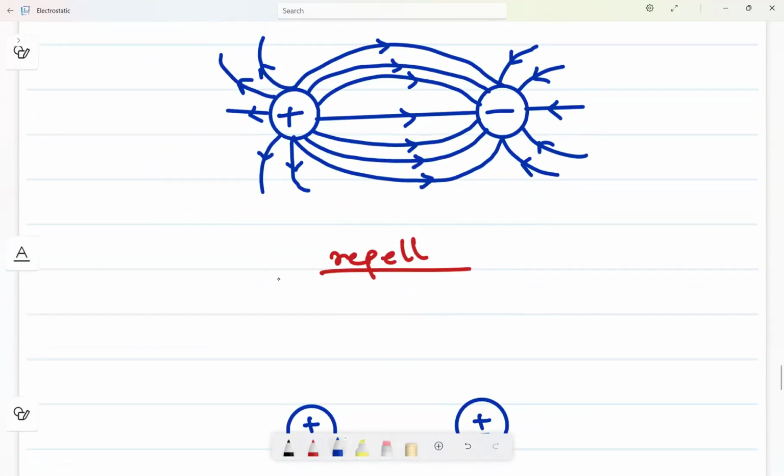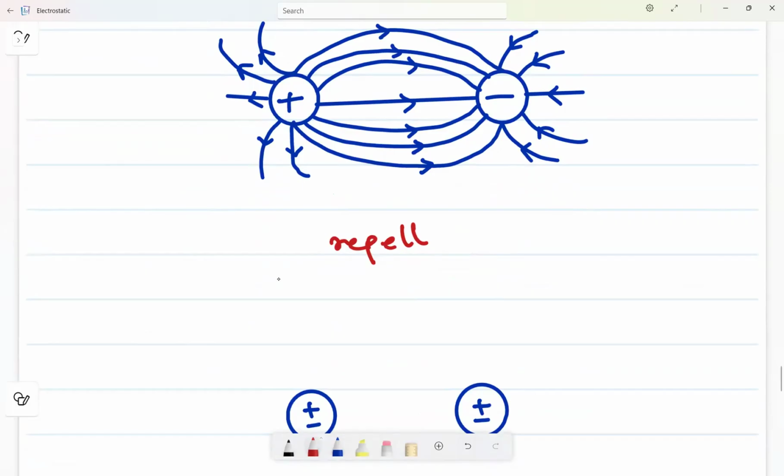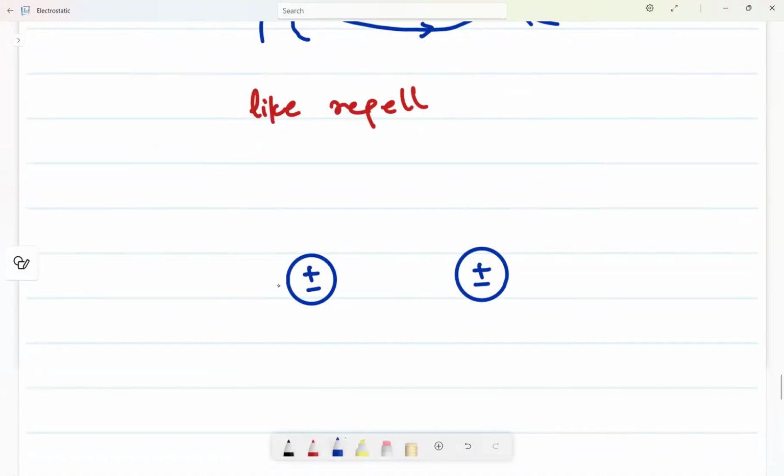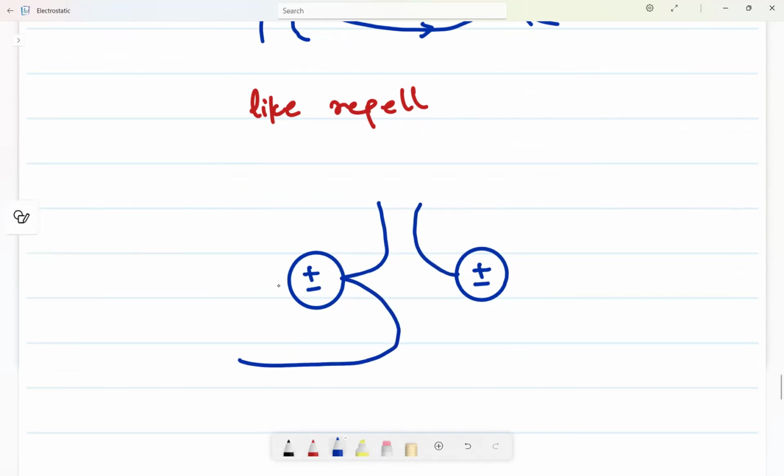Okay? Here we said unlike charges attract, like charges repel. Therefore, what will happen? There will be a force. This one is not equal, so they will want to move, but now they will not be able to. Why? Because now there is a repulsion force like that.